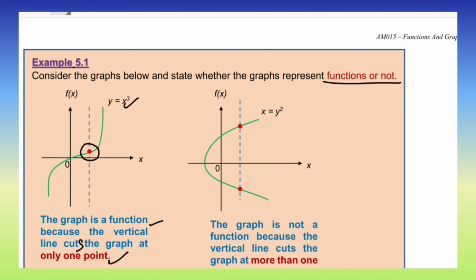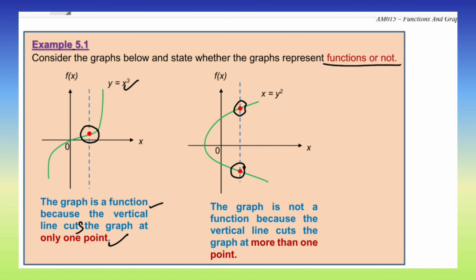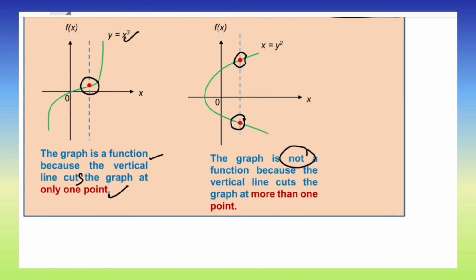For the second graph, we have x = y², and the graph is given by the green line. Here we have to decide whether x = y² is a function or not. We sketch the vertical line, the dotted blue line, and we realize the vertical line cuts the graph x = y² at 2 points. The first one is here, the second one is here. Since the vertical line cuts the graph at 2 points, we conclude that the graph is not a function because the vertical line cuts the graph at more than 1 point.